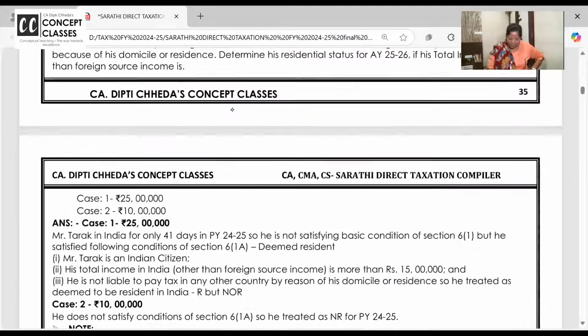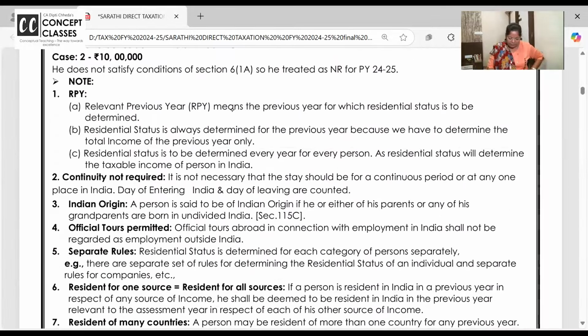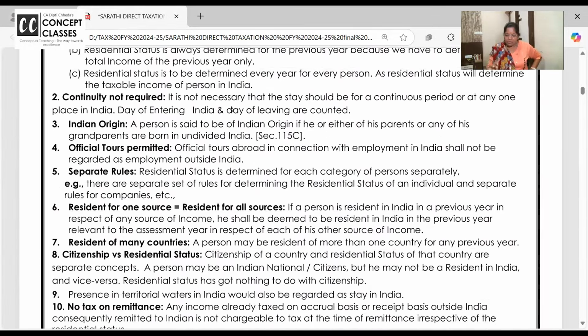Come on. Some more GK rules I am teaching you now for residential status questions. Continuity is not required. Did I make it clear? You can come in April, stay for 30 days, bye-bye. Then come in October for 31 days. We will take the total number of days of stay in a financial year. Continuity is not required. Indian origin means a person who himself or whose parents or grandparents were born in undivided India.